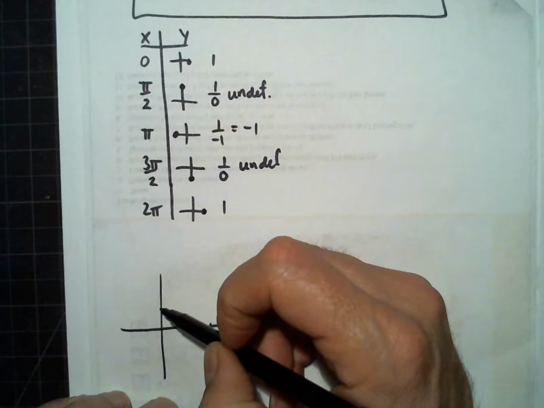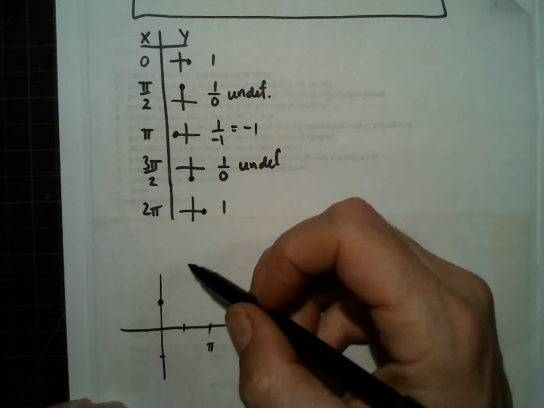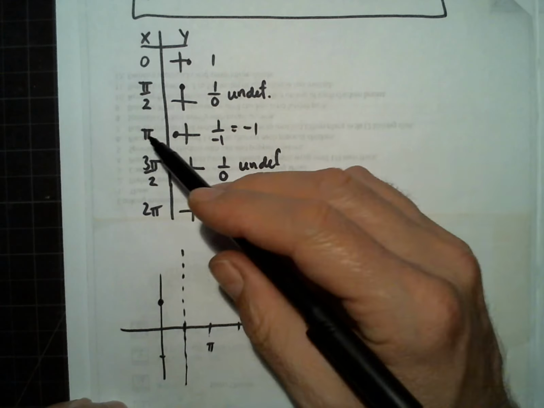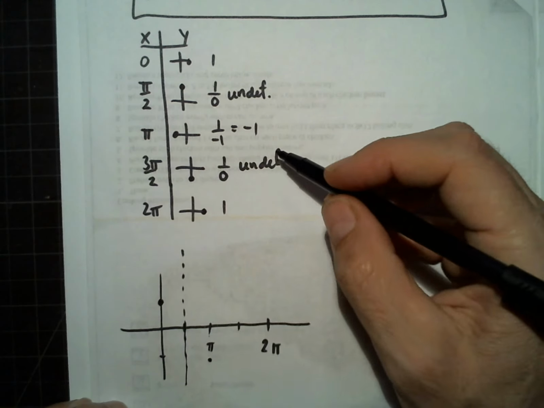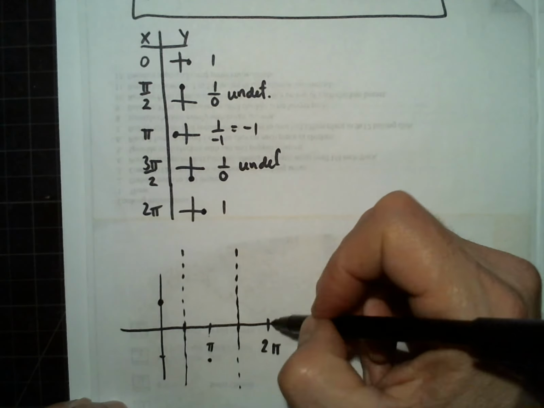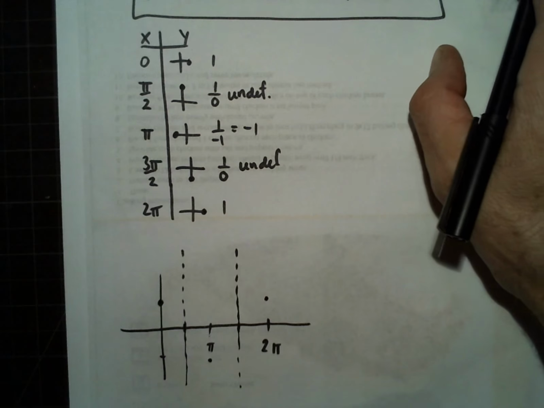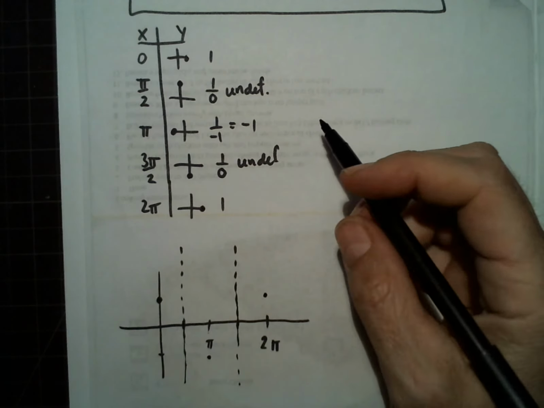So 0, 1. At pi over 2, it's undefined and there's an asymptote. At pi, it's negative 1. 3 pi over 2 is an asymptote. And at 2 pi, it's back up to 1. So it's kind of hard to see what's happening there, but we know that secant is the reciprocal of cosine. So every value in secant is just the reciprocal of a value in cosine.